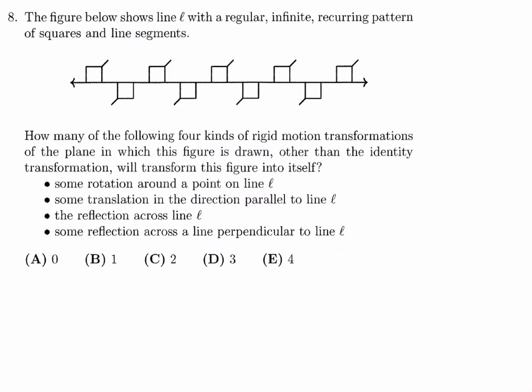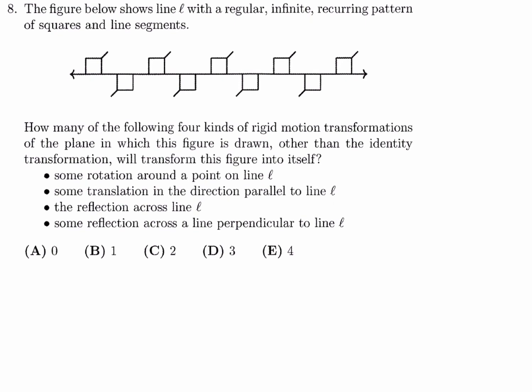The figure below shows line L with a regular infinite recurring pattern of squares and line segments. How many of the following 4 kinds of rigid motion transformations of the plane in which this figure is drawn, other than the identity transformation, will transform this figure into itself? All right, let's talk about this.